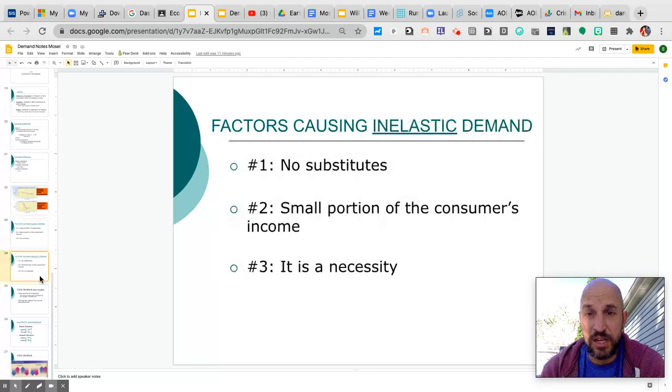Now, what factors cause inelastic demand? This is where if they raise the price, we really don't move, we still need it. There could be no substitutes. There's only the one product out there. It's a small portion of your income, so it doesn't take up all your money, and it's a necessity, like I said. During this pandemic, we are talking about toilet paper, paper towels, necessities. They don't take up our whole income, and pretty much there are no substitutes out there. There's a lot of different brands, and they're all charging the same price, so that would cause inelastic demand for that product, okay?